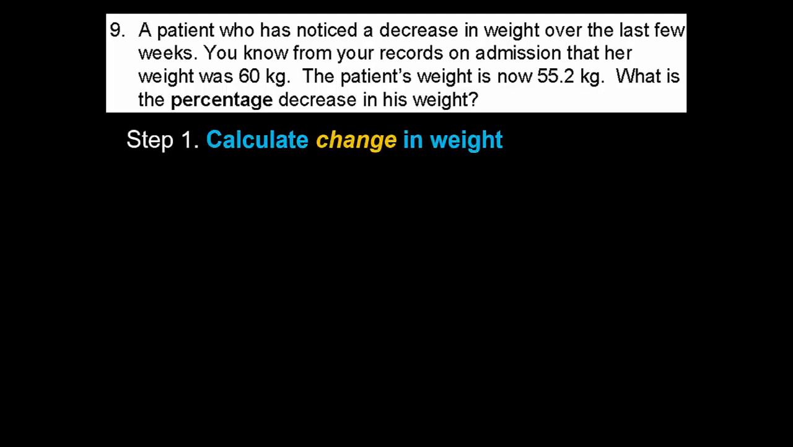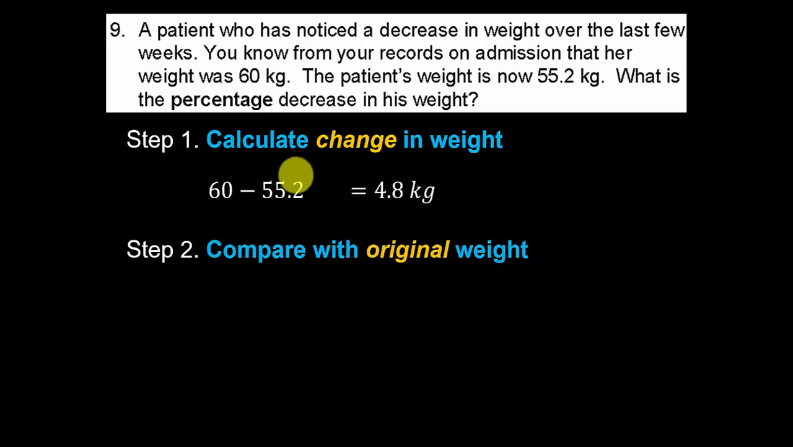Okay, step 1. Let's calculate the change in that person's weight. So that is simply a subtraction. 60 take away 55.2, well that is 4.8 kilograms. So we have got the change in weight. In this case it was a weight loss.